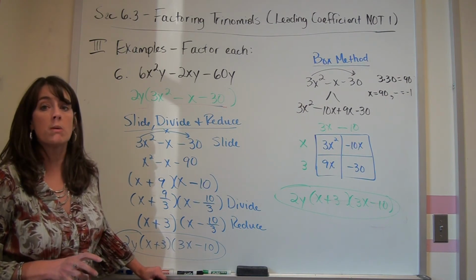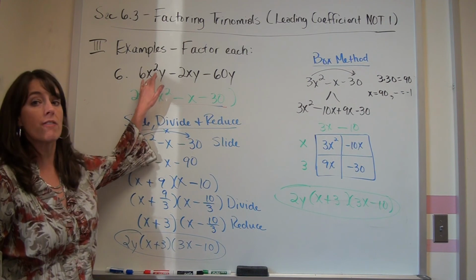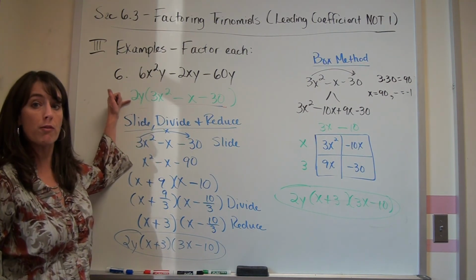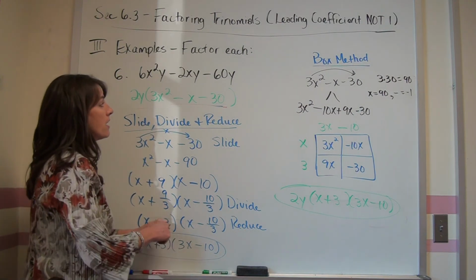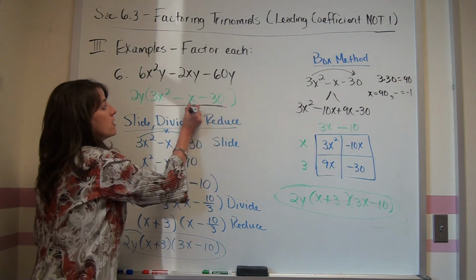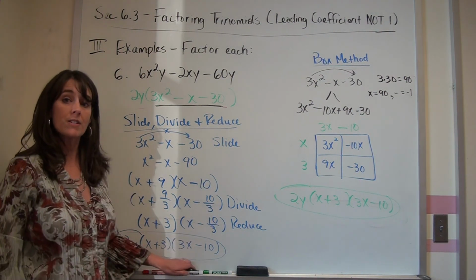Just remember, always, always, always look first to see if there's something common that you can divide out before you do anything else. Once you've done that, you can take what's left within that parentheses and you can see if you can factor it any further. But that's how it's done.